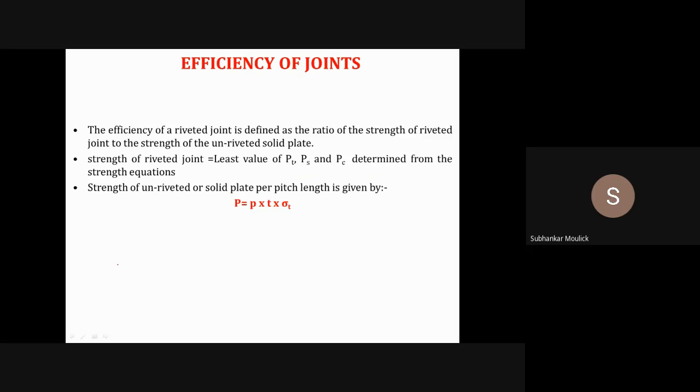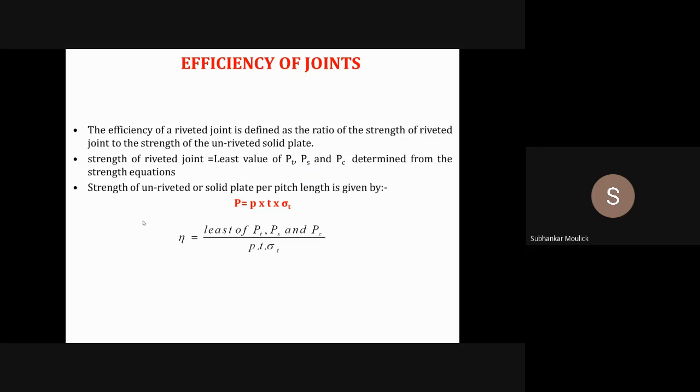So once you have found out the strength of the unriveted solid plate, I know that the efficiency of the rivet joint is given by the least of either PT or PS or PC divided by the strength of the unriveted solid plate, that is p t sigma T. With this expression, you can find out the efficiency of the rivet joint, how efficient your rivet joint is during working conditions. Is it clear? Any doubt? Okay. So with this, we have completed this strength portion.